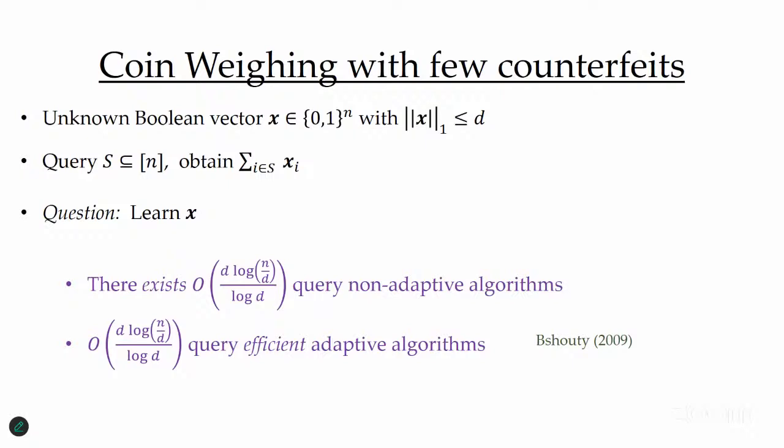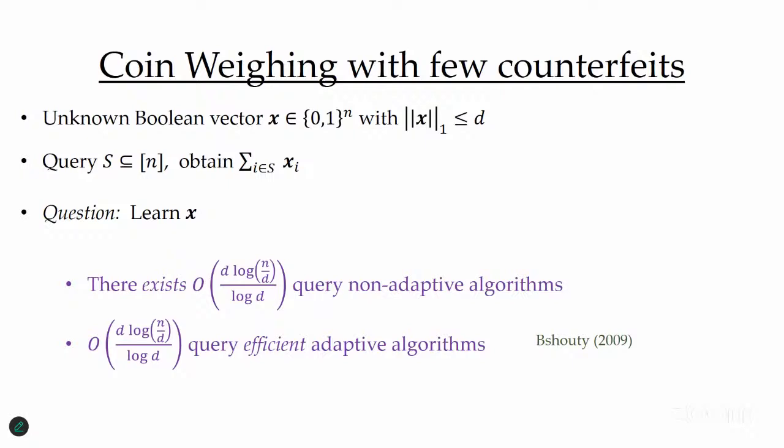What's the difference? The first thing is an existential result, but there is no efficient algorithm to decode it. It's also not clear how to find the matrix. The second one is that the decoding is efficient. But the efficient decoding leads to adaptive algorithms.